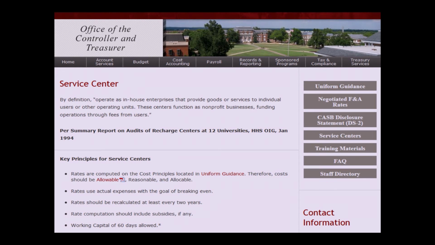Back on the cost accounting service center splash page, we have an unallowable cost procedure. You can see the word unallowable is actually highlighted in red. If you click it, it'll open the PDF file. The unallowable cost procedure was adopted in August of 2016, and the unallowable cost procedure is also posted on the sponsored program accounting website.